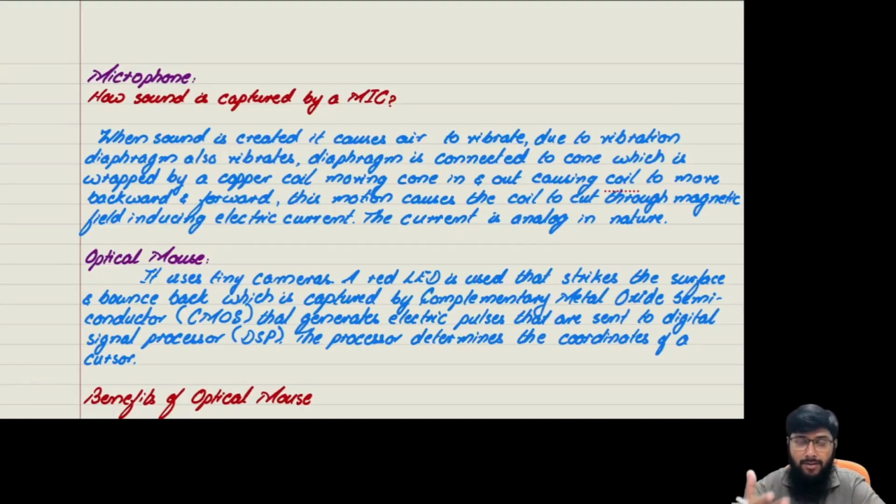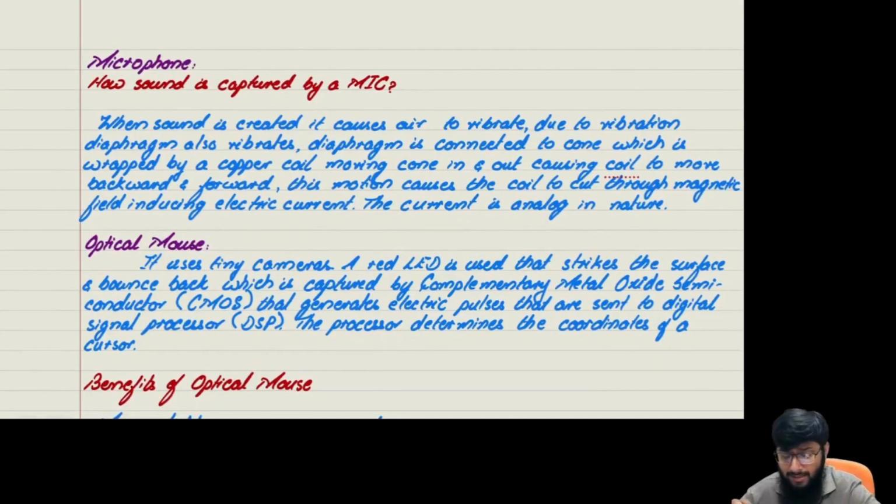As you speak, for example right now I am speaking and there is a mic in front of me, there is a diaphragm inside the mic. Due to my voice, the air around me is vibrating. The air particles start to vibrate. Once they start to vibrate, this causes the diaphragm within the mic to vibrate as well. As soon as the diaphragm vibrates, it is connected to a cone wrapped by a copper coil. You may say in this format.